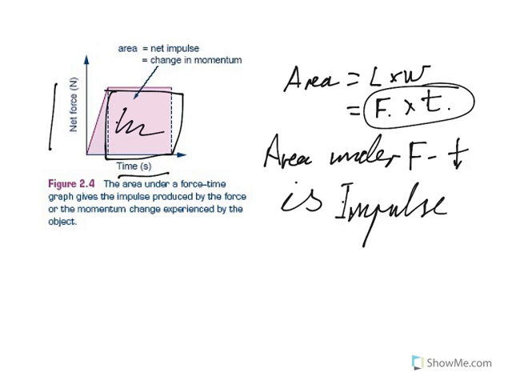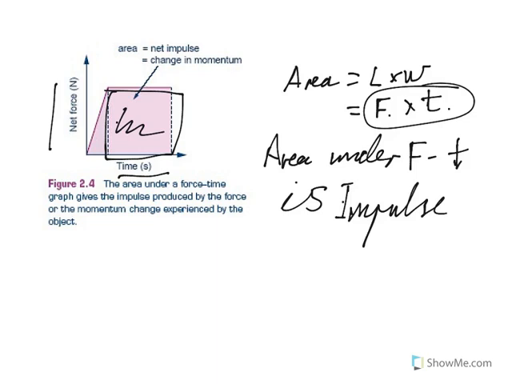So the reality, when the force actually changes, we need to look at a force time graph, and because we know there that impulse is the area under a force time graph. All right, so how do we actually use these? Well, one example of how we use these would be airbags.